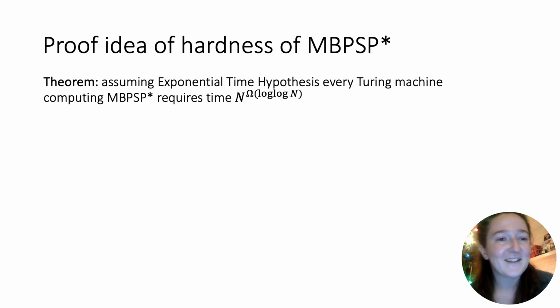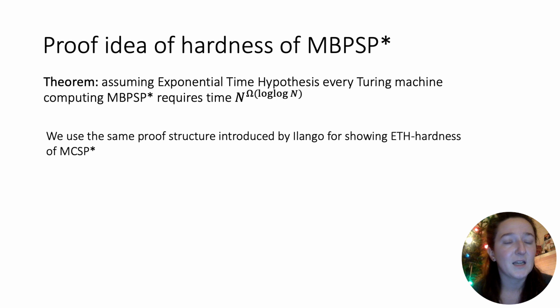So now let's get into the proof ideas for how we show hardness of the branching program minimization problem. By MBPSP star, we denote the partial version of the minimum branching program size problem. I restate the theorem here, and I want to note that we use the same proof structure that was introduced by Lange in the work where he showed that the partial version of MCSP is ETH-hard, but we adapt it for branching programs.